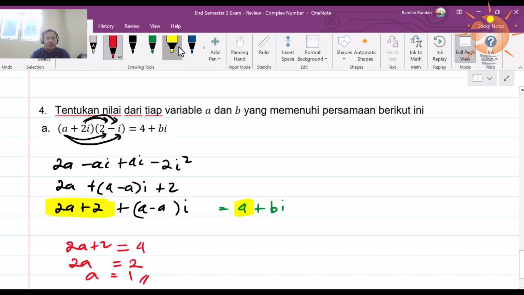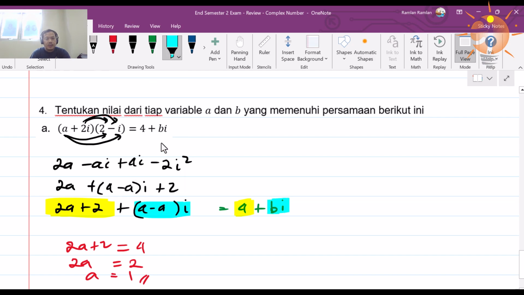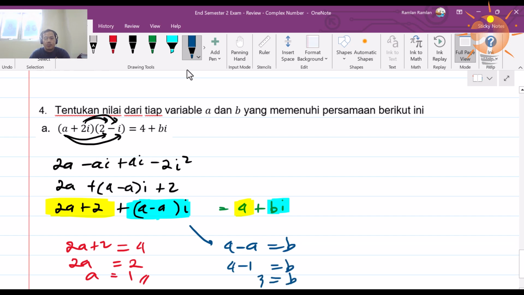Okay, now the same thing goes for the b, right? So if we say b of i here, this is the imaginary part, right? So we can say that this guy here is equal to b. So let's rewrite another equation from that. So we have 4 minus a is equal to b. Now we already know that a is equal to 1, so plug in 1 here. So 4 minus 1 equals b, so b is just equal to 3.